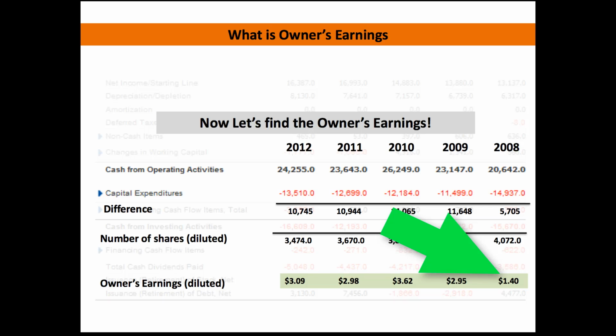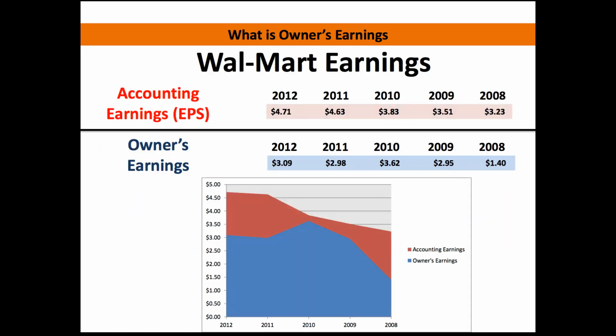Okay? So let's put these two numbers right next to each other. Let's look at the EPS that was the accounting number, and then let's look at the owner's earnings EPS and see what we came up with. Okay? So here's that right now.